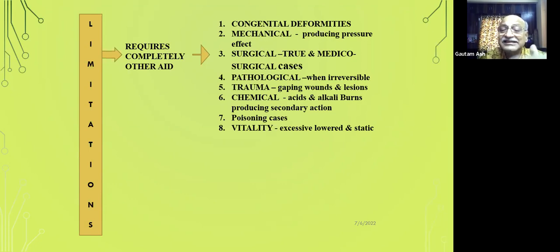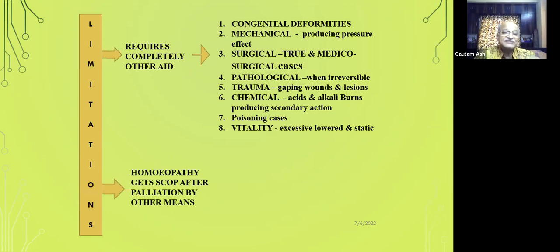Then chemical, acid, alkali burns producing secondary action. Suppose somebody has taken acid or alkali to commit suicide, or unknowingly it has been taken, then some sort of gastric lavage or other things are to be done. Poisoning cases, again gastric lavage to be given and other procedures to be taken. Vitality excessively lowered and static. In that case, other aid has to be taken.